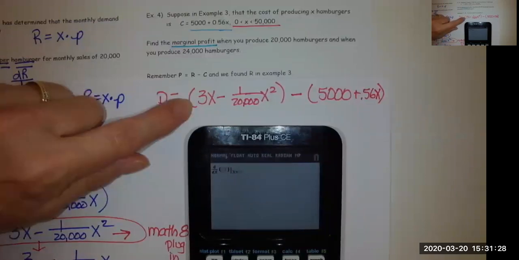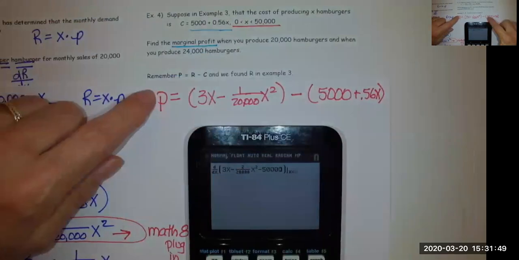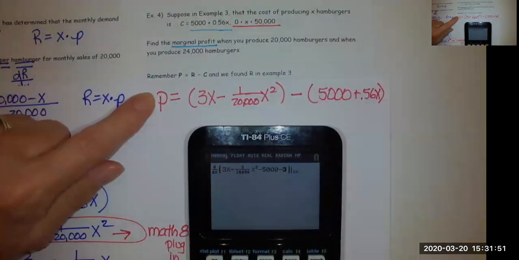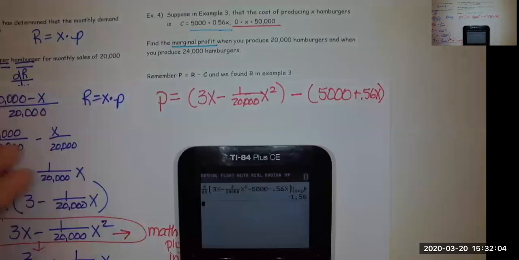So I'm just going to type this in, 3x minus alpha y equals 1 over 20,000 x squared, right? Now I got to subtract this, so minus 5,000 minus, remember we have to distribute that minus, 0.56x. And now I can go over here and I can say, okay, I want 20,000 hamburgers. So there we go. And what's my answer?